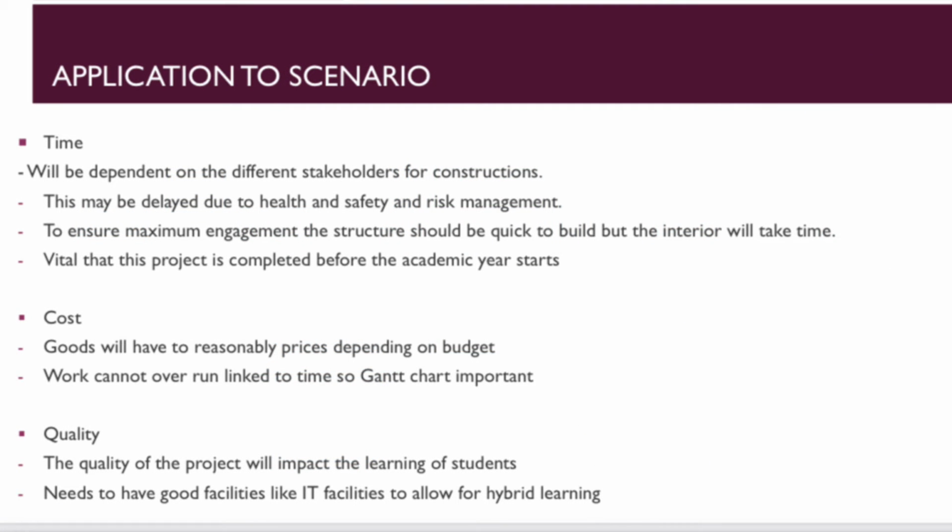If you were to further apply the project management triangle to the scenario of the higher education facility to be built, construction workers will be key to the time. Also, this may be delayed due to health and safety risk management. To ensure that this project is built quickly, it will be important to ensure materials are available as well. The costs should be reasonable depending on the budget set by the finance manager, and this can be looked at over a Gantt chart, and it cannot overrun. And the quality of the project needs to be of a high standard to allow the maximum amount of hybrid learning for students.